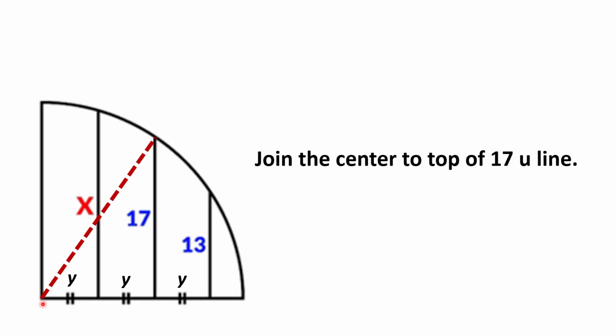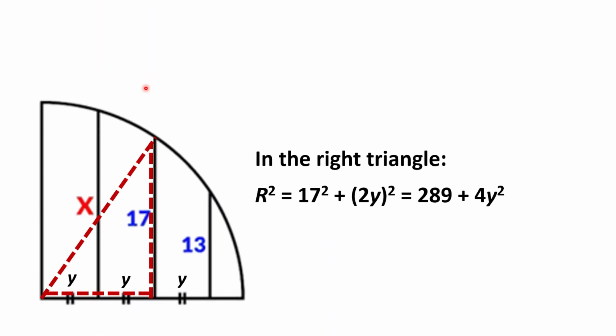Join the center of the quadrant to the top of this 17 units length line. So what do we get? A right triangle. The hypotenuse is a radius joining the center to a point on the circumference. The altitude is 17 and the base is y plus y, 2y.